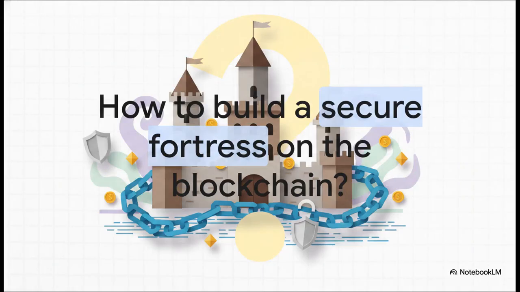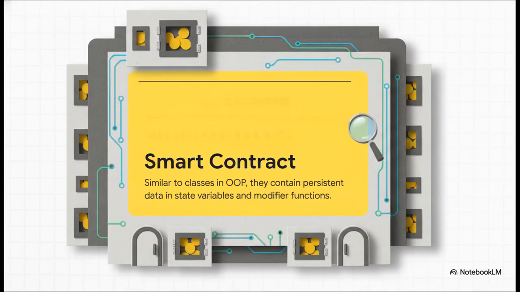So let's kick things off with the massive question driving literally all secure Web3 development. How do you build a secure digital fortress on the blockchain? Because think about it. Once you deploy code to Ethereum, it is out there in the wild for everyone to poke at. You absolutely have to know exactly how it operates, who can get inside, and how it guards the valuable assets it holds.